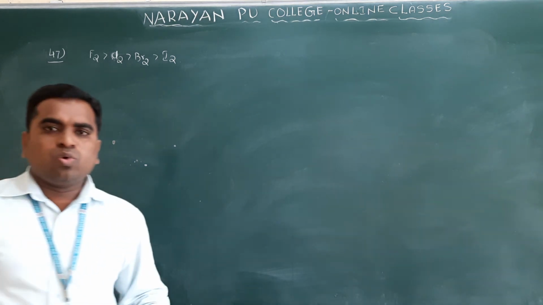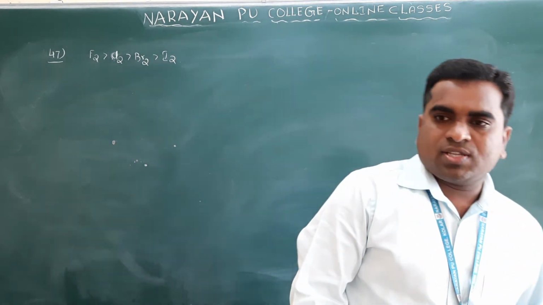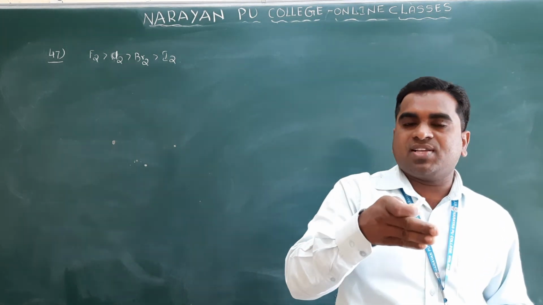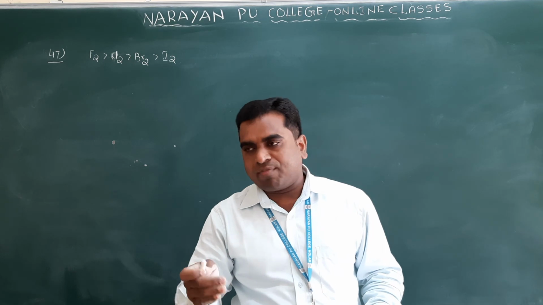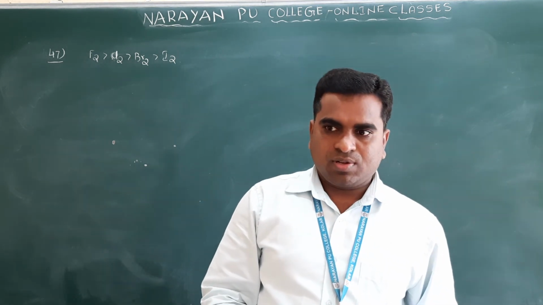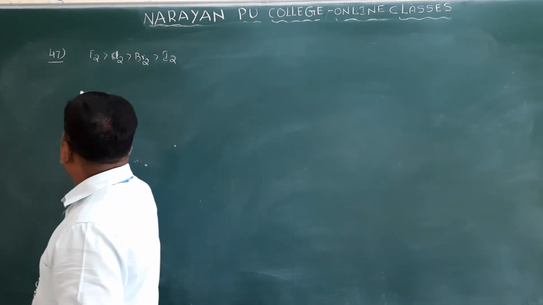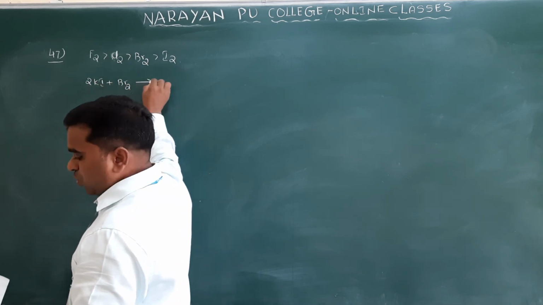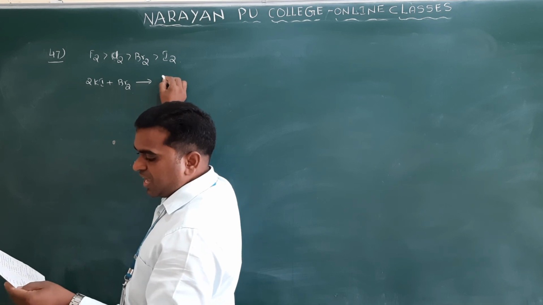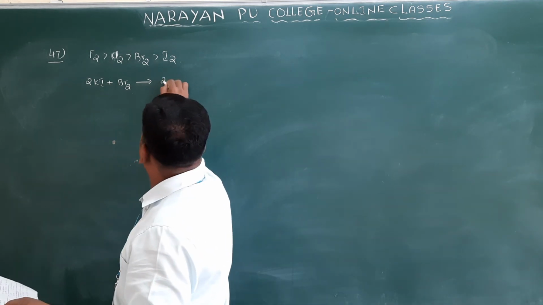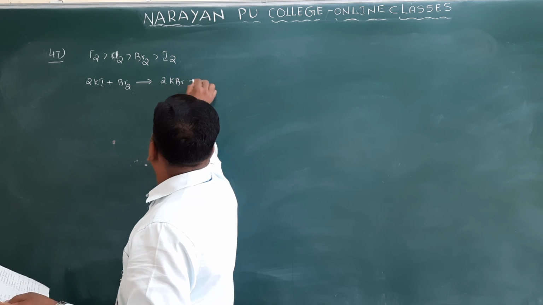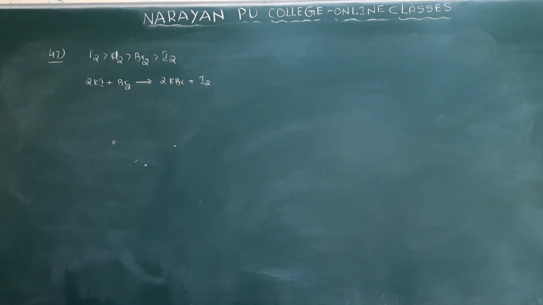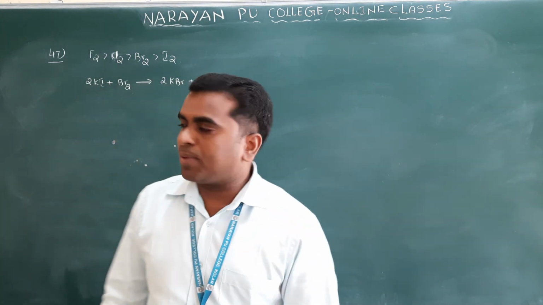Now, you know one concept here: always, the more reactive one can replace or displace the less reactive one from its compounds. Now the first one, they have given 2KI plus Br2. What will you get here? They have mentioned 3KBr, which is wrong. It is 2KBr plus I2. This is the equation: 2KBr plus I2.